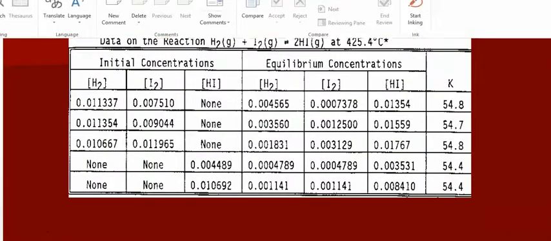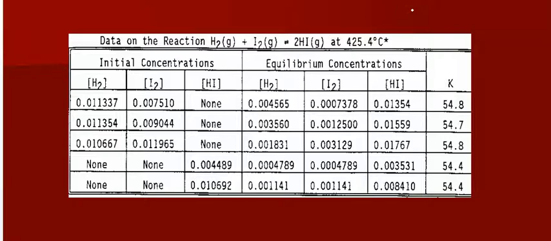This chart shows data on that particular reaction, H2 plus I2, 5 different trials. You'll notice that in those 5 different trials, the initial concentrations were all different, but notice the K value, the equilibrium constant K value, pretty much identical, because the K depends on equilibrium concentrations. K does not depend on initial concentrations.